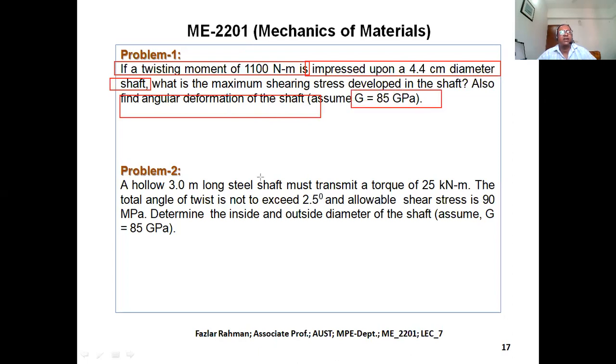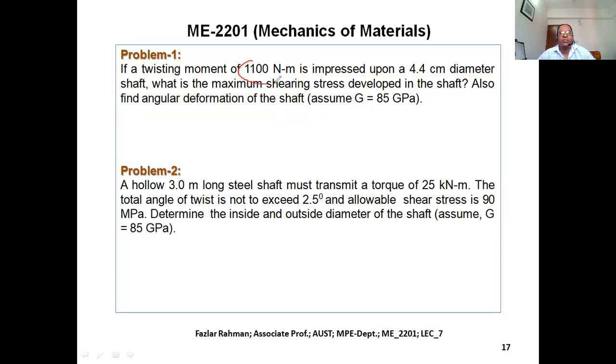So first you write down what values are given. Torque T. This is easy, this is our torque in the shaft. It doesn't say whether this is clockwise or anticlockwise, and the figure is also not given. So you can assume that the torque is positive. T equals 1100 Newton meter.